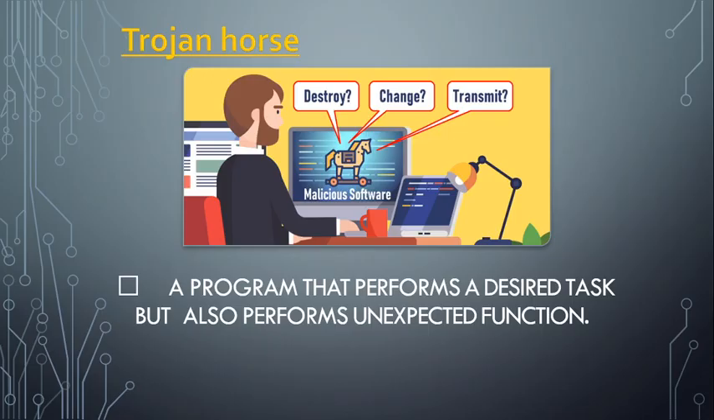The second one is the Trojan horse. It is a program that performs a desired task but also performs unexpected functions. This is also malicious software that can be inserted into your computer. It can perform many tasks: it can destroy your computer data, modify the data that is already there, or transmit data from your computer to another computer without your knowledge. Like a virus, it can do unexpected functions or damage to your computers, and it is also very harmful.